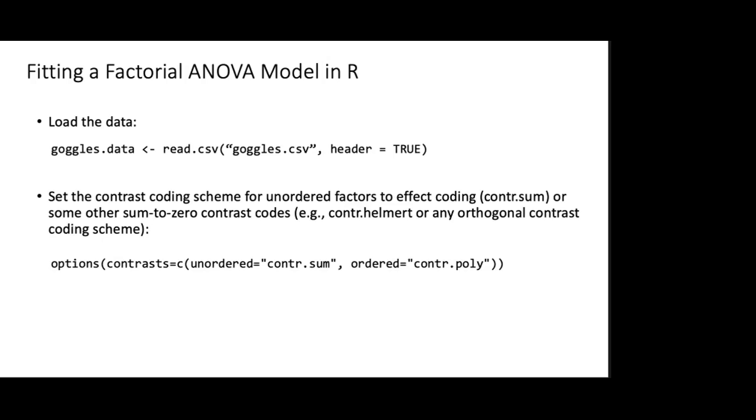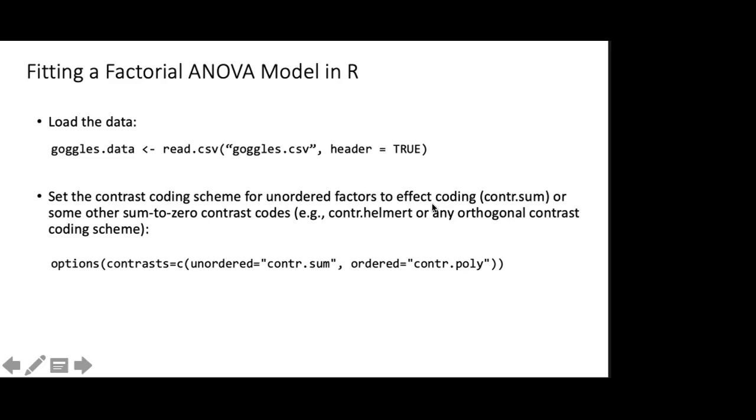But you can also set a default, right? Then R will automatically apply the same contrast coding schemes to all models you're fitting, unless you tell R to do anything else. And in order to do that, for example, if you wanted to set the contrast coding scheme for unordered factors to effect coding, right?